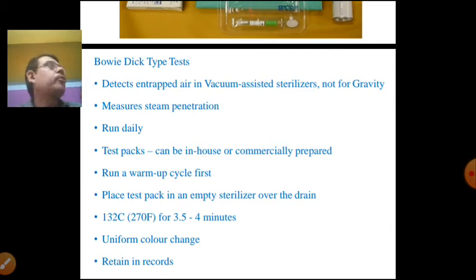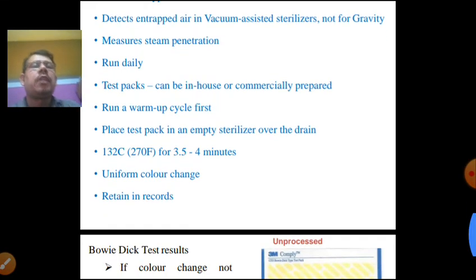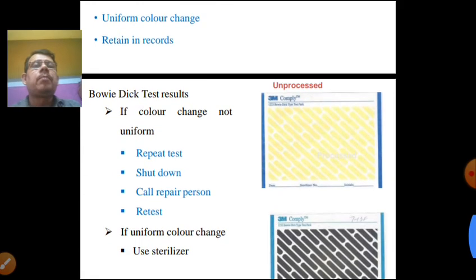Run and warm up the cycle the first time, and place the test pack in the empty sterilizer over the drain at 136 degrees centigrade for 3.5 to 4 minutes, and check for uniform color change and write it in the records. This is very important, the record must be maintained.